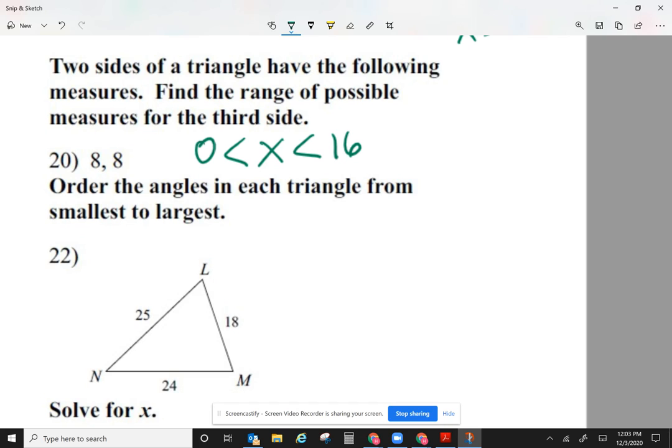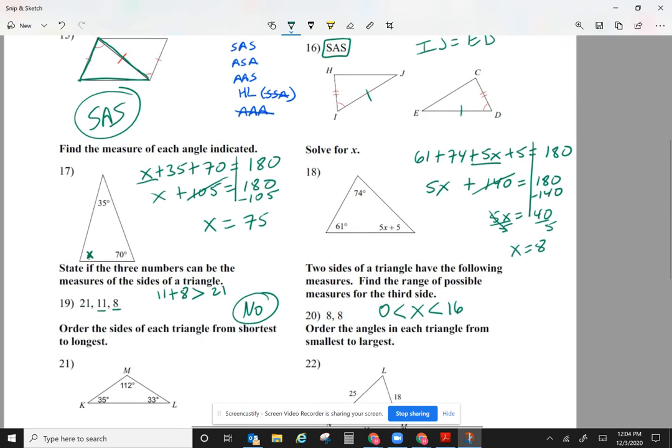The way I came out with the 0 and 16 is, with the numbers given, I subtracted my numbers, and that's how I came out with the 0. I added my numbers, and that's how I came out with 16. So x in this case is between 0 and 16. That's for your first homework.